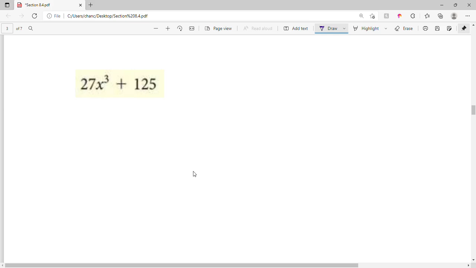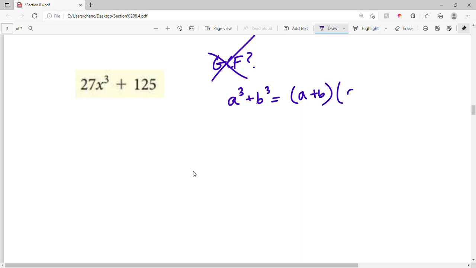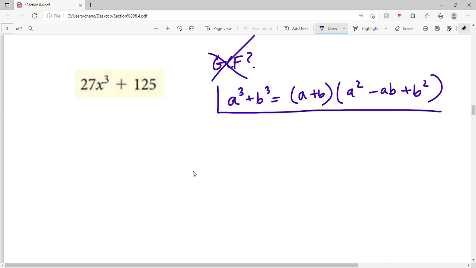In this example, I will ask, is there a GCF? And in this case, we don't have a GCF besides a 1. So we can now look at a different strategy. Notice there's a cubic term here. So I'm guessing this is the sum of cubes. And the formula for that is a plus b times a squared minus ab plus b squared. Using this formula, we should be able to factor the sum of cubes.